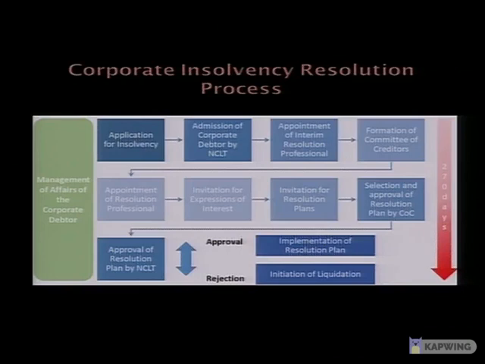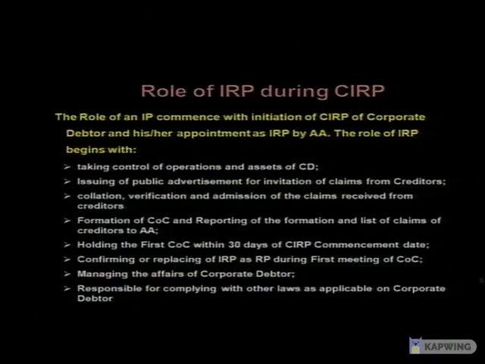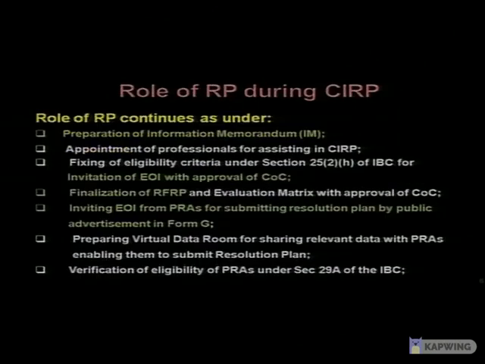So this is a snapshot of what a CIRP process is all about, and what we will be discussing are three important aspects, that is the information memorandum. As you can see on your screen, once a CIRP has commenced, there is a public announcement which is made, and it is the IRP who manages the affairs of the corporate debtor, and he has various roles to play. The IRP has to take control of the operations of the corporate debtor, he is responsible for complying with the laws, and he has to form a COC.